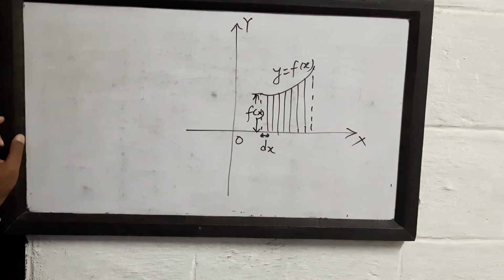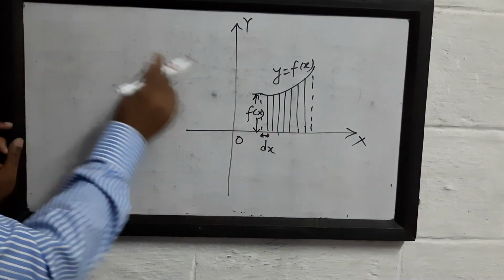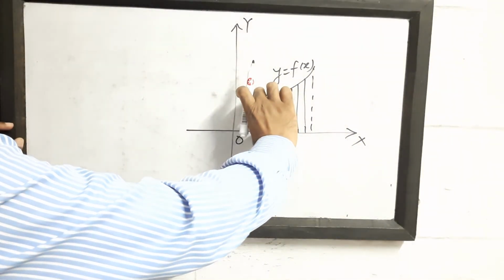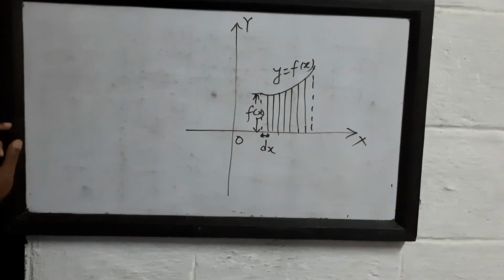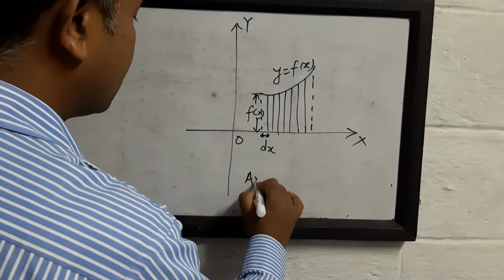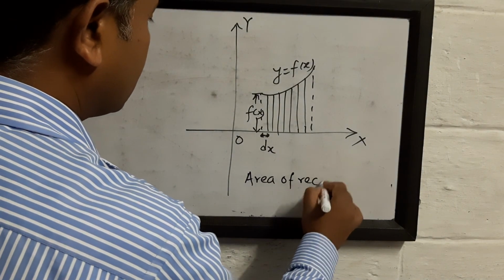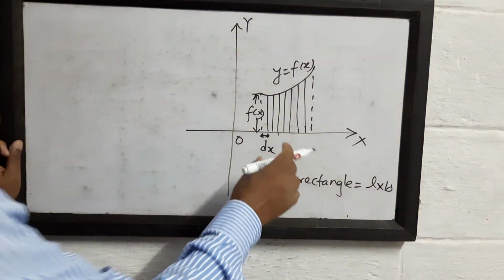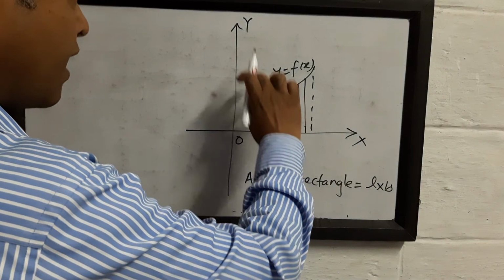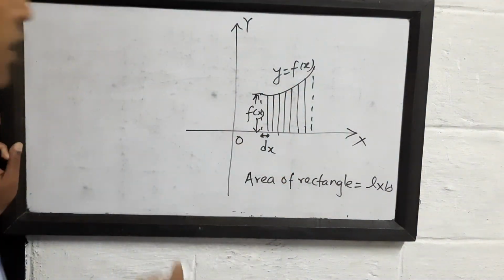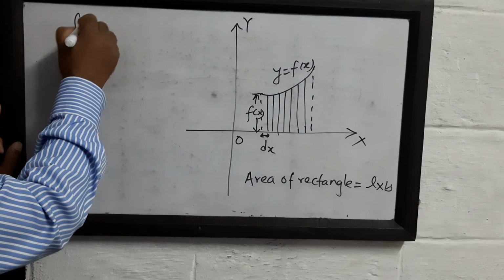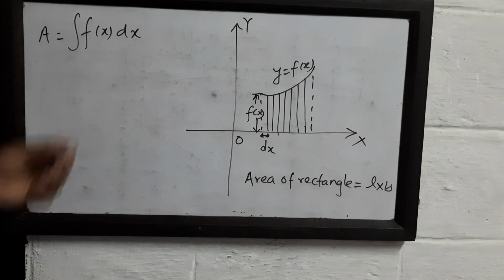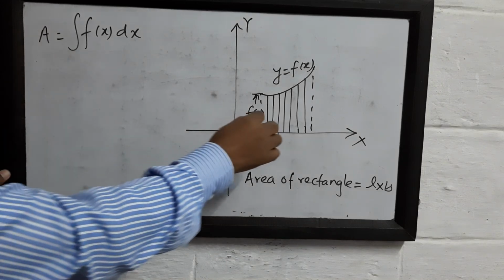f(x), and here f(x) times dx. f(x) is just like the length of the rectangle, and dx is the breadth of the rectangle. So just like our formula for the area of a rectangle, L times B, in place of L we have f(x) and in place of B we have dx. So this f(x) dx, integration of f(x) dx, means the sum of such rectangles.